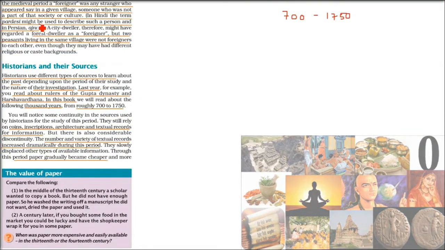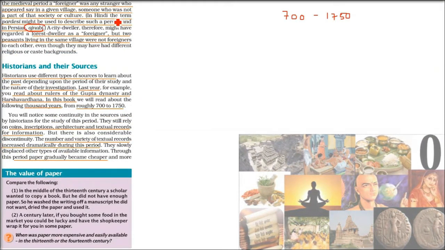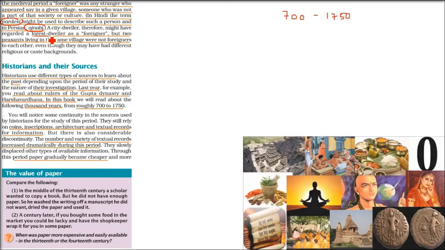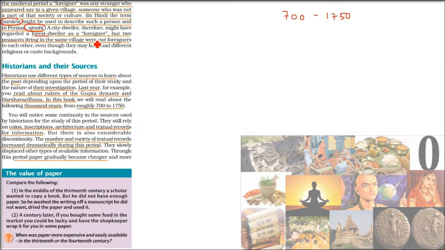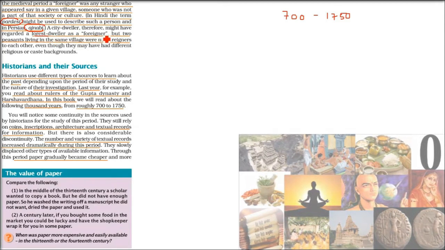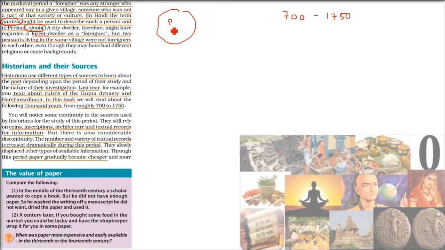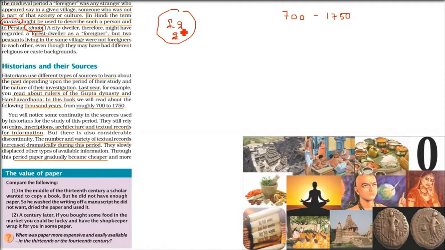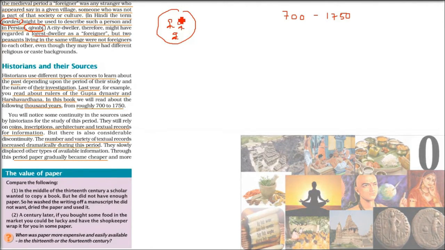Let me tell you again. In Farsi, Persian, it is Ajnabi, in Hindi we call them Pardesi, in English we call them foreigner. At that time, the period we are talking about, 700 to 750. But if you are of the same place, if you know each other, you are not a foreigner, you are indigenous.